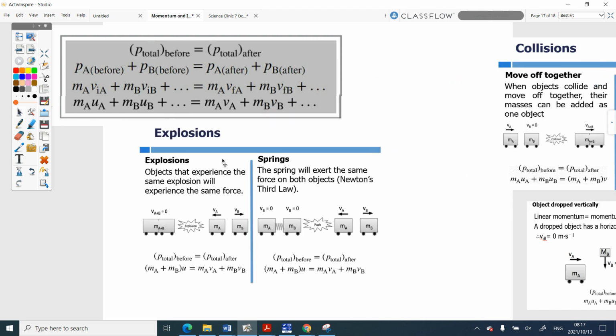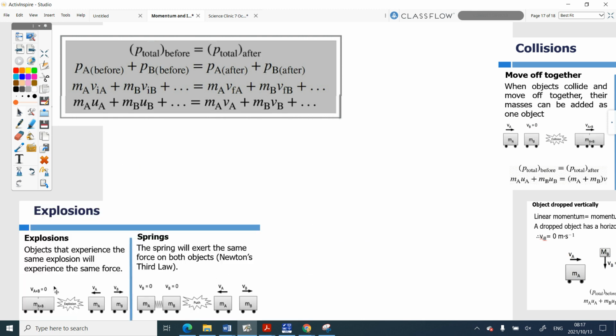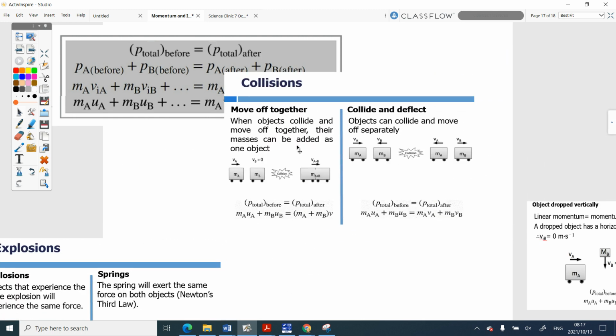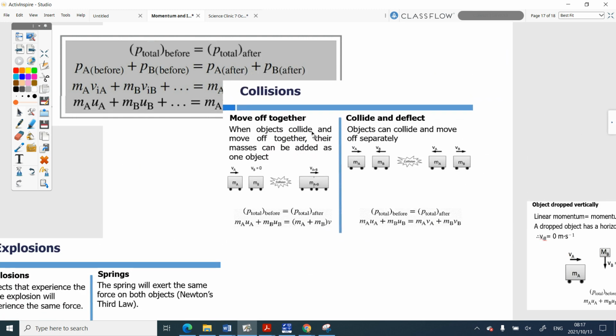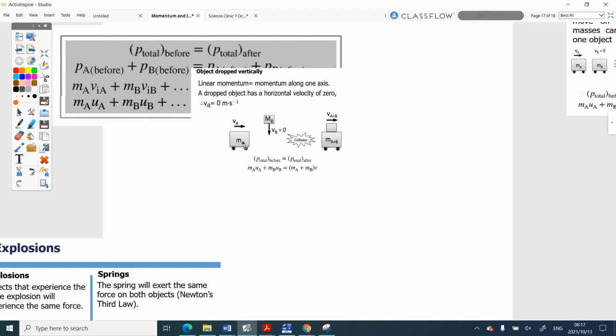Okay, so those are the two collisions. So they move off together, or they collide and deflect. So we normally give you one of these diagrams. This is nice because they gave you both diagrams. So I'll share this with the notes with you as well, so that you have it. Okay, so those are the two types of collisions that you have. Oh, I lied, because I actually spoke about this one, remember?